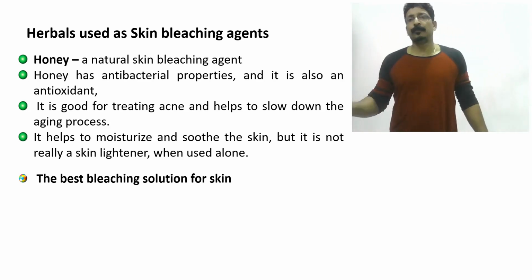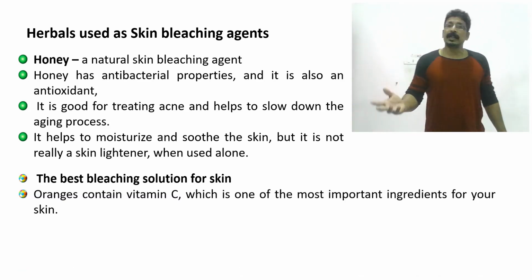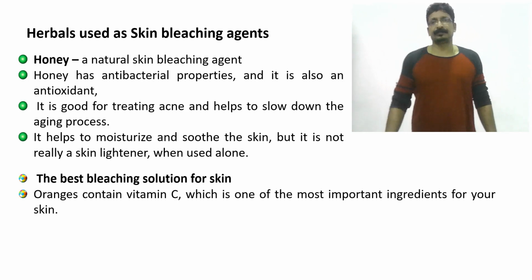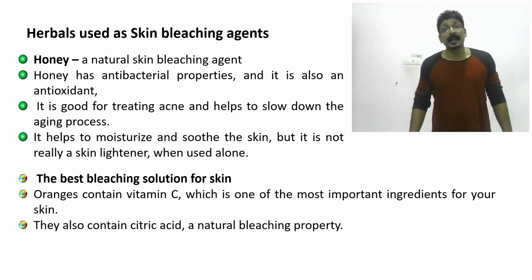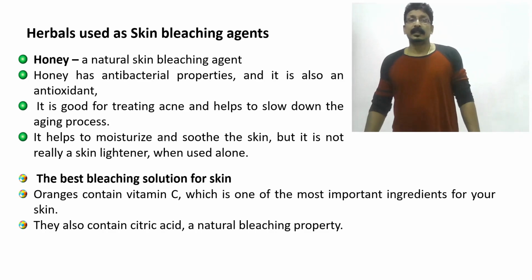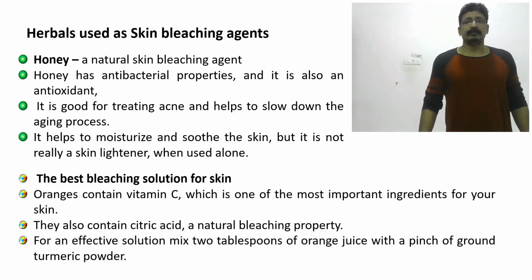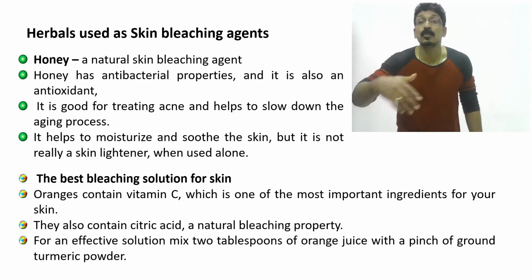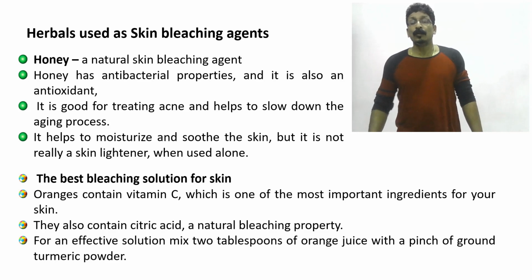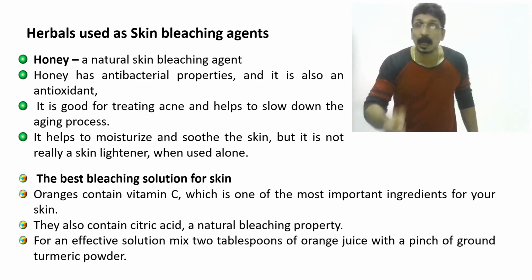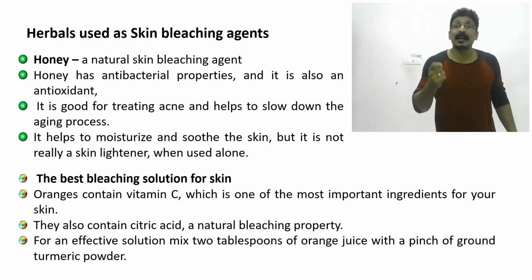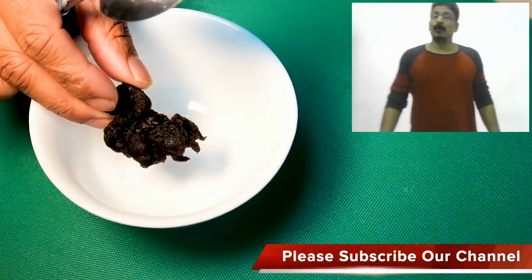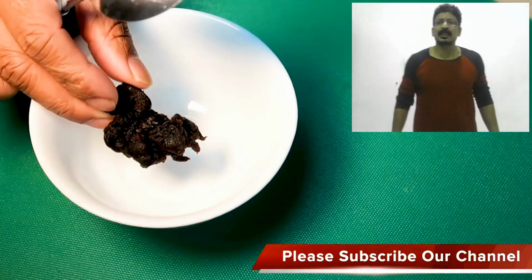simply, if you want to prepare: orange contains vitamin C, which is one of the most important ingredients for your skin. It's very important. And it even contains citric acid, a natural bleaching property. For an effective bleaching solution, mix 2 spoons of orange juice with a pinch of ground, pulverized turmeric powder, good turmeric powder, and you will get a very good preparation. So this we are showing with a few more ingredients added.